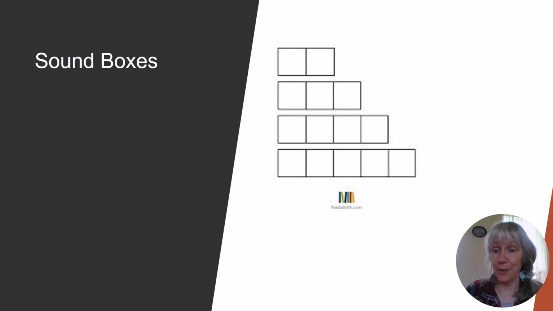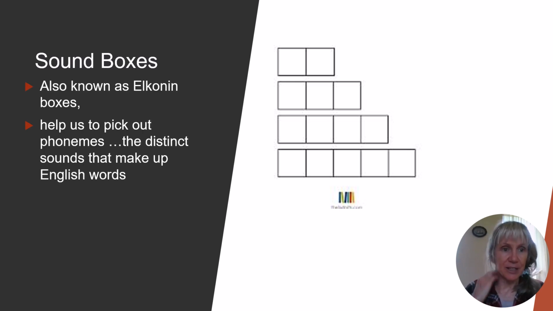Sound boxes, or Elkonin boxes, as you can see on this slide, are just boxes in which we can place our graphemes. Or, the way I like to do it, we can create our own sound boxes by drawing boxes around each grapheme. Our grapheme, remember, represents a phoneme, so it is still all about the sound, what we're hearing. Certain letters and certain letter combinations will represent a particular sound. Also known as Elkonin boxes.